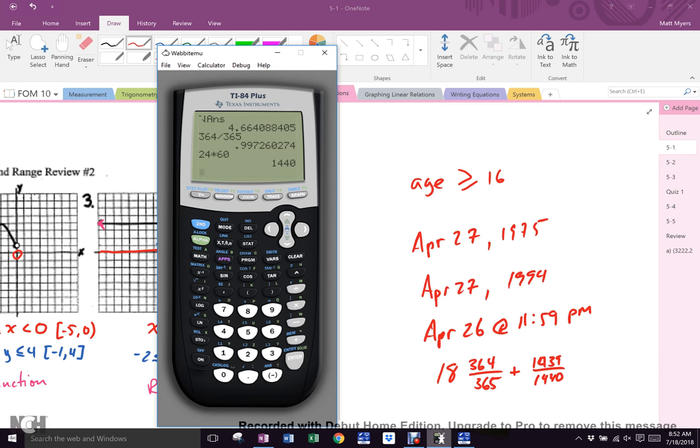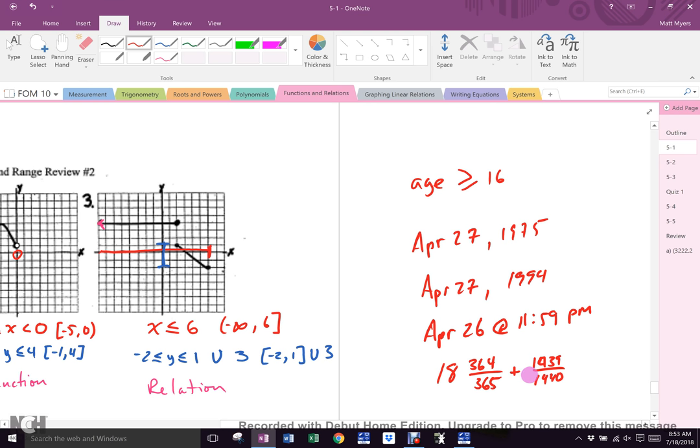So go back to my calculator. We know 365 is 0.997, right? So I was 18.997 plus 1439 divided by 1440. Oh, I did that wrong. But anyway, you can see how close I was to being 19.